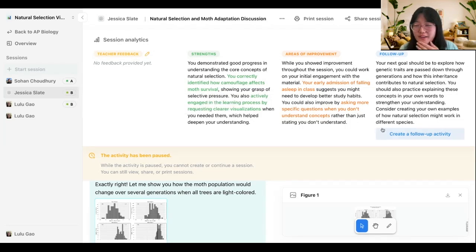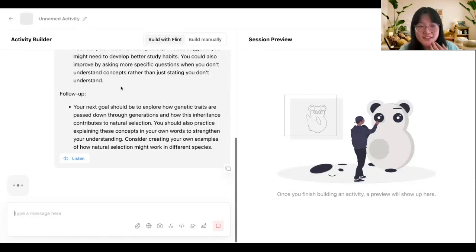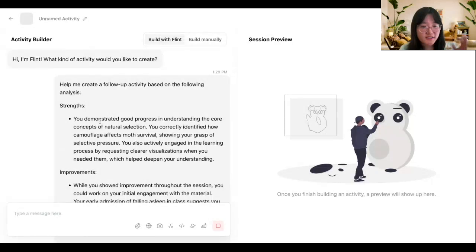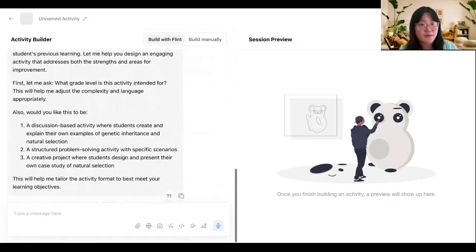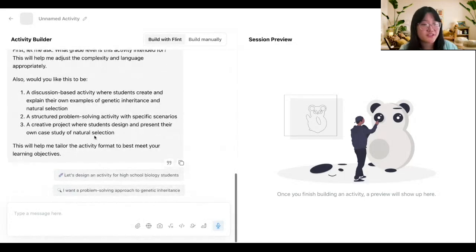Either way, if I click on this, Flint will put in the context of how the student did on the last activity, and then it's the same flow of what do you want students to focus on? It'll ask you a couple extra questions about the context, and then you can create another activity that is more personalized, so we can address what that student could do better.